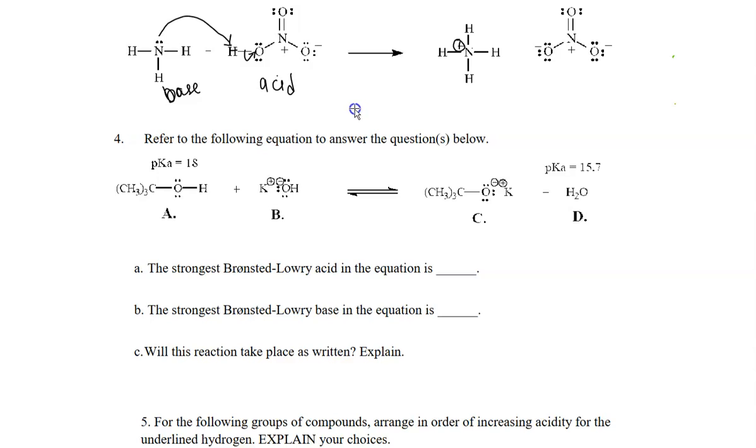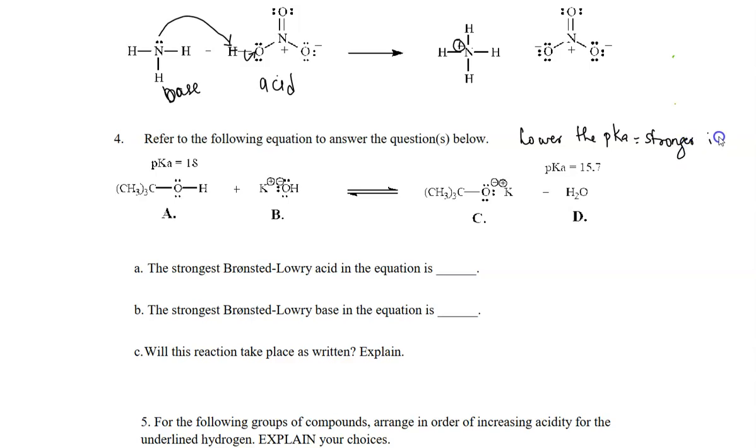The next question is asking about identifying the strongest acid and the base, and predicting the direction of equilibrium. The pKa tells us which one would be a strong acid and which one would be a strong base. The fact is, the lower the pKa, the stronger the acid.